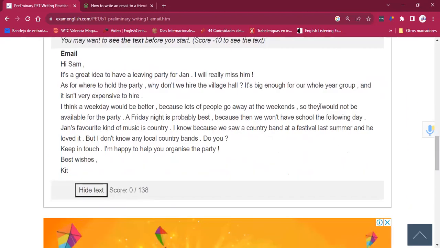I know Jane's favorite kind, and we have the third paragraph. Jane's favorite kind of music is country. I know because we saw a country band at the festival last summer and she loved it. But I don't know any local country bands. Do you? You are talking about the music she likes. Then you are giving the closing lines.